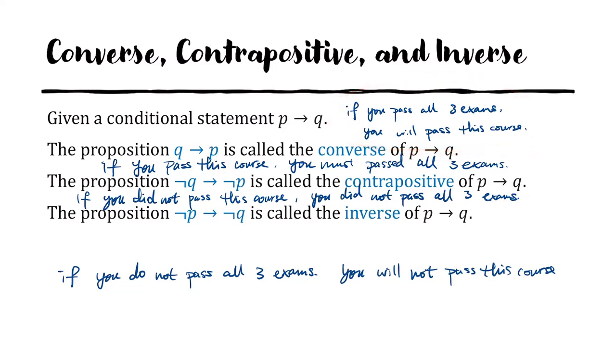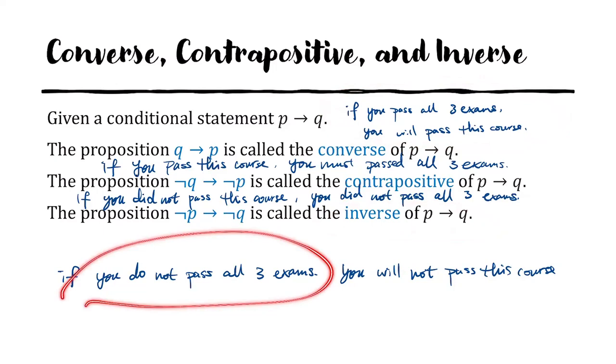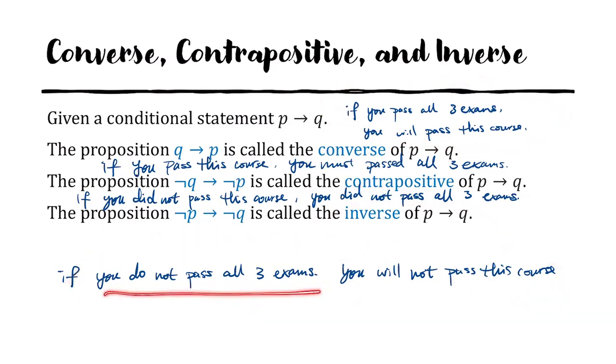In our P implies Q, if you did not pass all 3 exams, can you still pass the course? I see people say yes, right? Because you might pass 2 of the exams, then you still pass with a B or C. You might still pass with a lower grade, but you will still pass. But the inverse is saying that if you don't pass all 3 exams, you won't pass the course, which means if you just pass 2 of the exams, you won't pass the course. That's what it says.